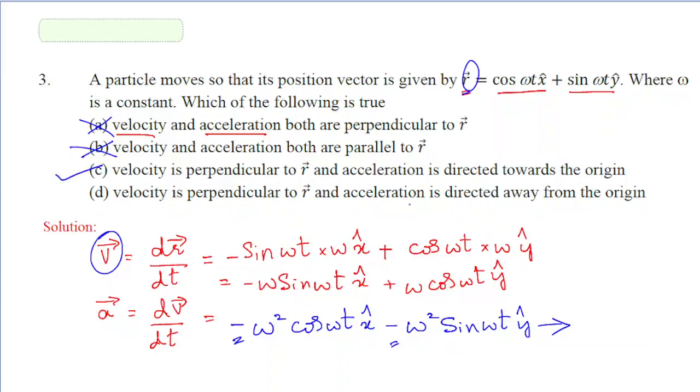Velocity is perpendicular to r and acceleration is directed away from the origin. No, if this was plus, then it would have been the right option, but then it is minus. So option C is the right option for this question.